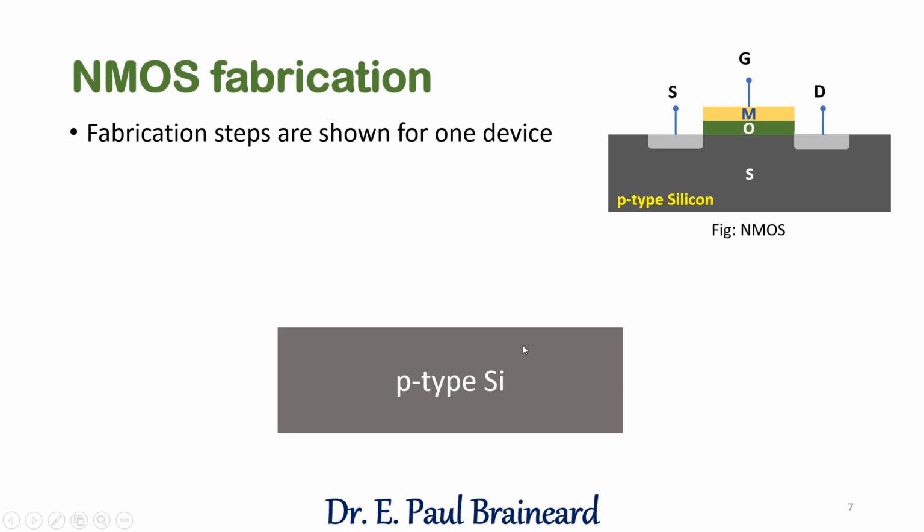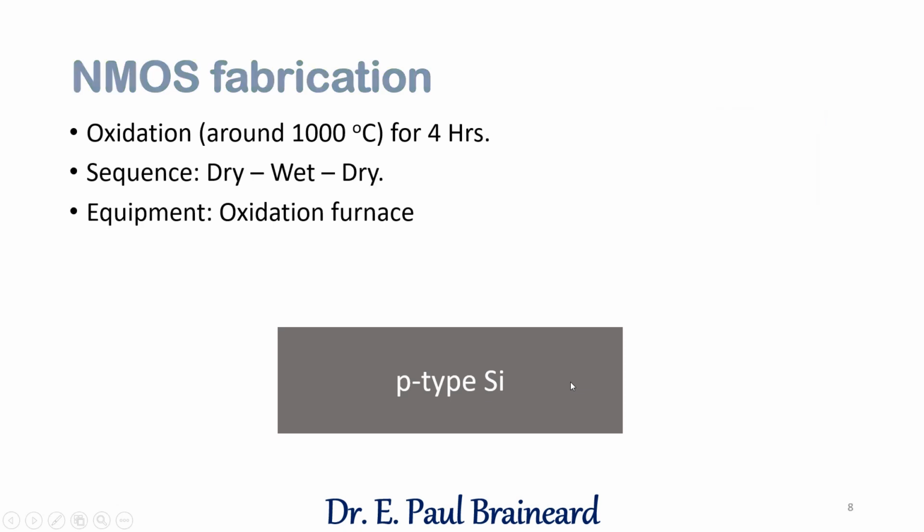To fabricate this device, we start with a P-type silicon wafer. After basic cleaning is done, then oxidation is carried out in oxidation furnace at 1000 degrees centigrade for 4 hours to realize an oxide of 1 micrometer thickness. For growing dry oxide, we pass oxygen, and for growing wet oxide, we pass water vapor into the oxidation furnace, which is basically a quartz chamber.